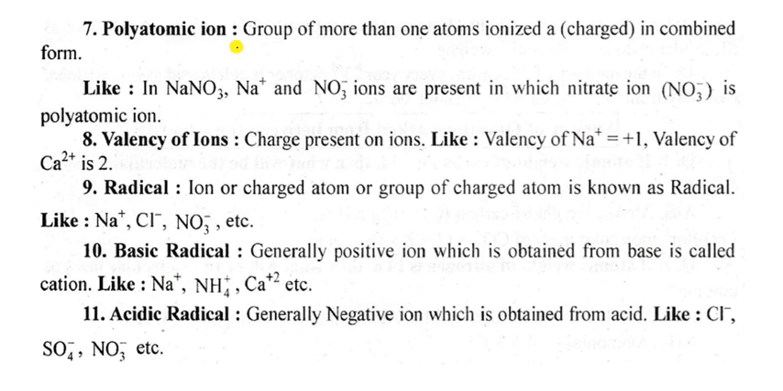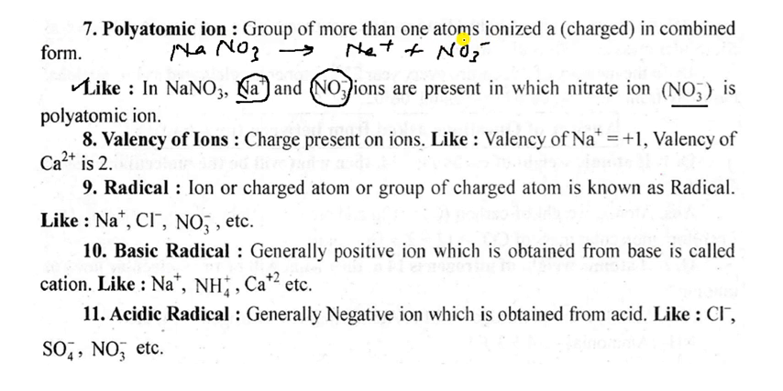Now, a polyatomic ion is a group of more than one atom that is ionized or charged and combined. First, like in sodium nitrate, sodium has a positive one charge and the nitrate has a negative one charge. So the formula is sodium nitrate, and the nitrate is in the form of NO3 minus, and it is polyatomic. So you can see in this polyatomic, NaNO3 gives the sodium ion, and the second one is the nitrate ion, NO3 minus.